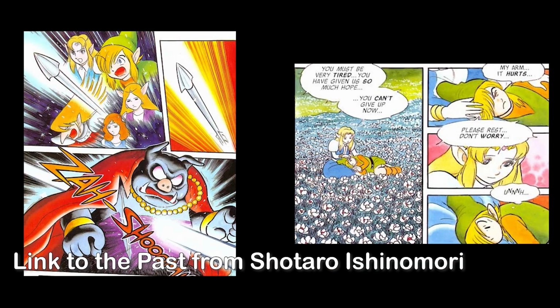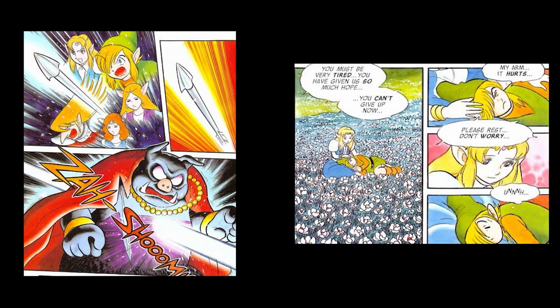Link to the Past from Shotaro Ishinomori. Shotaro Ishinomori is a legendary mangaka behind works such as Cyborg 009, Kamen Rider, Kikaider, and 0091, which is so horny I might have to do a video on it. Before Ishinomori's passing, he did a manga for A Link to the Past for Nintendo Power. Weirdly enough, despite Ishinomori obviously being Japanese, his manga wasn't officially released in Japan.